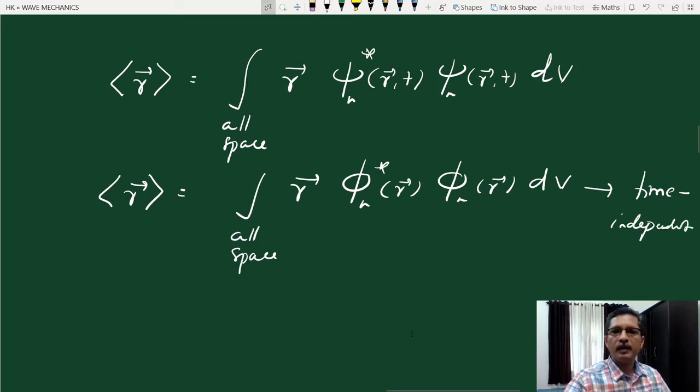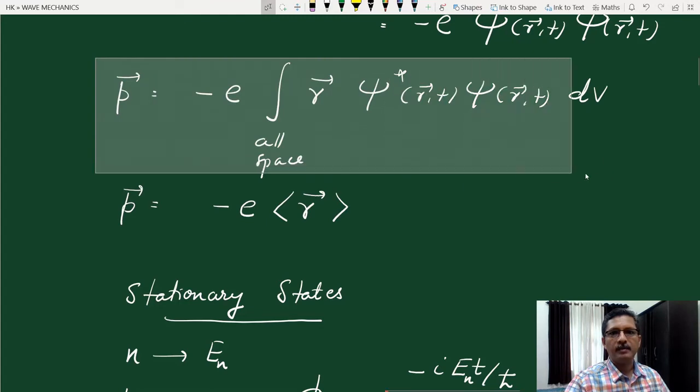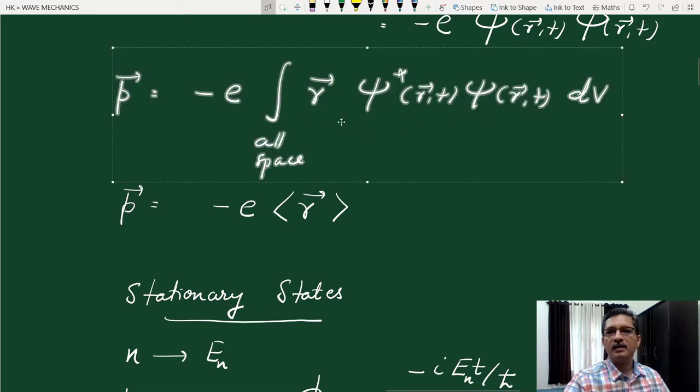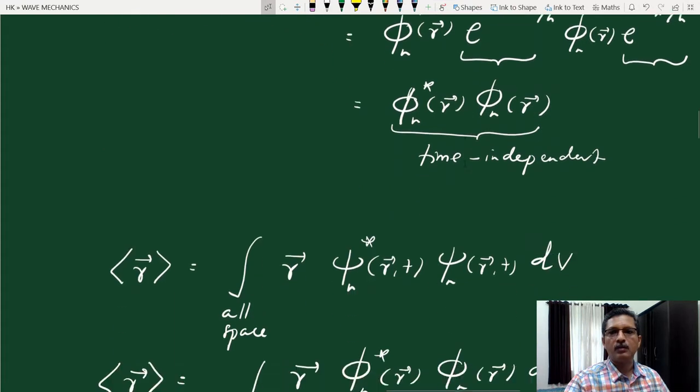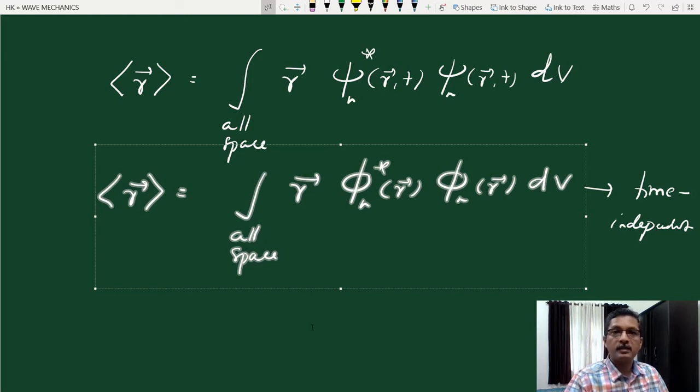Okay. Now earlier we have got this result that the dipole moment of the hydrogen atom we can write as minus e into the expectation value of the position vector, or this integral. Now, when the electron is in a particular quantum state, this integral is time independent. That means the dipole moment of the hydrogen atom is time independent, it is not oscillatory. So if the electric dipole moment of the hydrogen atom is not oscillating, then it will not radiate any energy.